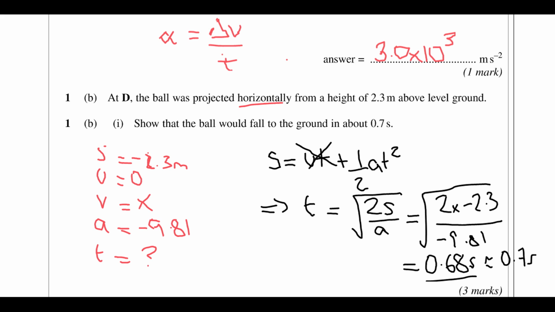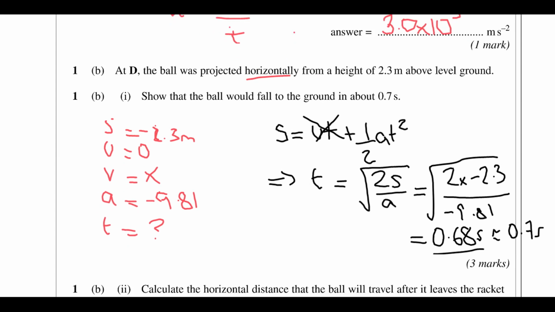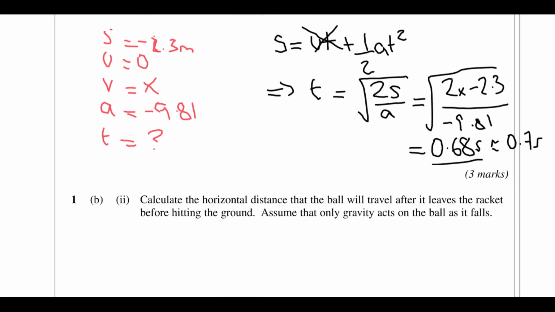Okay, so just a quick thing on this. You could have used downwards as the positive direction, in which case you'd have had positive 2.3 and positive 9.81 there, and you can see that those signs would have cancelled each other out anyway, so that's fine too, but I always use downward as negative just so I'm consistent with what I do. Okay, so that's that one right there.